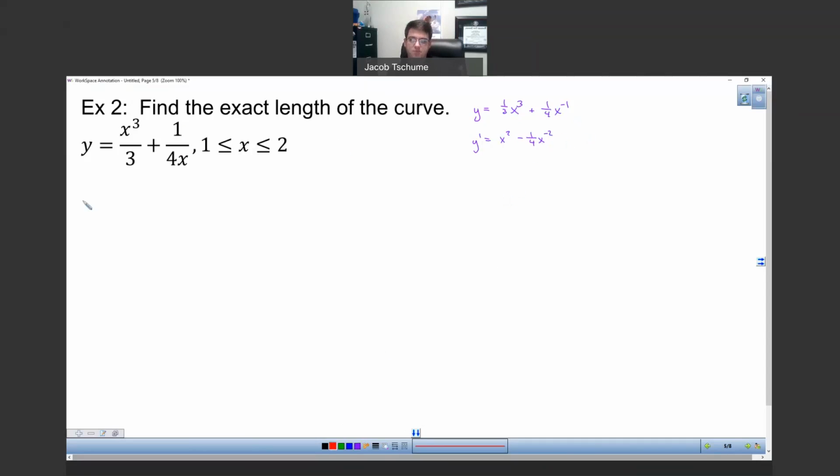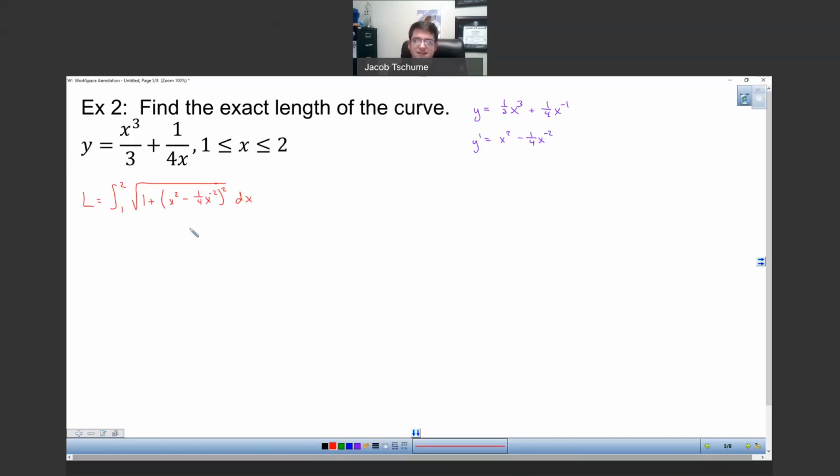So now when it comes to my length of a curve formula, I'm going to end up integrating from 1 to 2, the square root of 1 plus, and I'm going to take my derivative, which is x squared minus 1/4 x to the negative 2, and we need to square that entire thing.